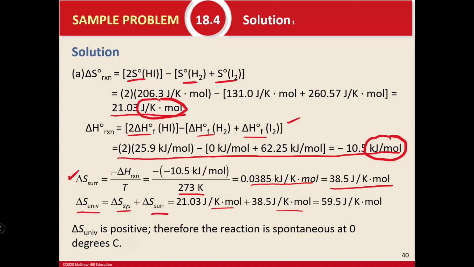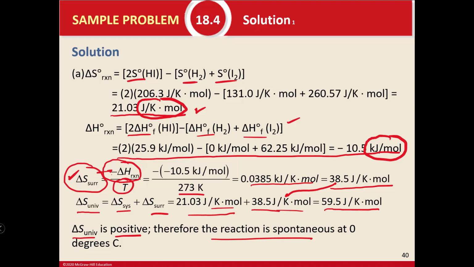So the reaction is the system, and the delta S of the surroundings we just calculated by taking the delta H of the system, or the reaction, divided by the temperature. And so that's where we get this number. Right there. When we add these two together, we get 59.5 joules per Kelvin mole. The delta S of the universe is positive, therefore this reaction is spontaneous at 0 degrees Celsius.